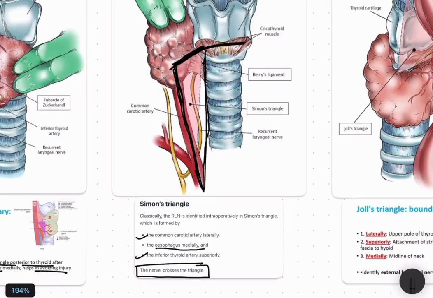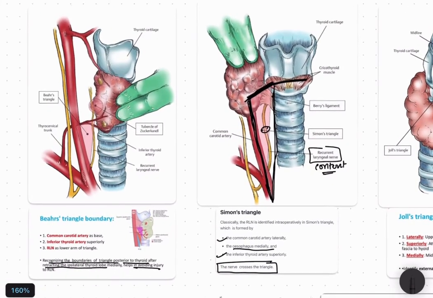In Simon's triangle, the recurrent laryngeal nerve is now a content, and it is crossing through this triangle. So what is the difference between Beard's triangle and Simon's triangle? You might hardly find this difference anywhere. The main difference is that here also there is common carotid, here also inferior thyroid artery, but here one of the boundaries is the recurrent laryngeal nerve, whereas in Simon's this is not the boundary. Medially they take the trachea or esophagus, so that the recurrent laryngeal nerve becomes the content, and it crosses through Simon's triangle. This is what you have to remember.